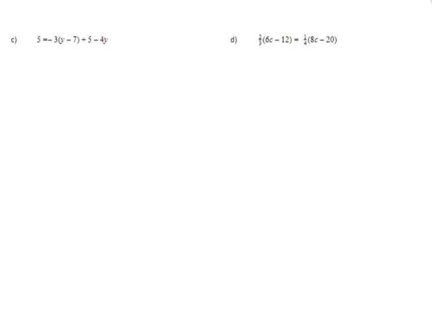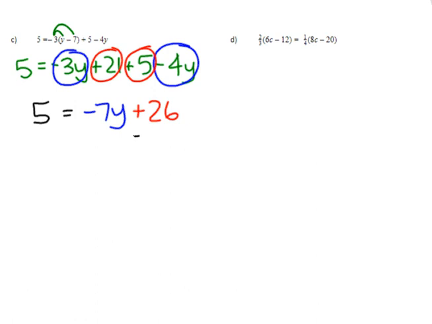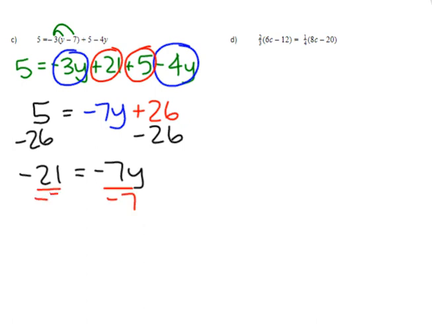Okay, a few more solving equations. Still distributing first. So 5 equals negative 3y plus 21 plus 5 minus 4y. Combine like terms. Negative 3y plus negative 4y is negative 7y. Positive 21 plus positive 5 is 26. And then we still have 5. Okay, two-step equation from here. Subtract 26 from each side. And divide by negative 7. So 3 is equal to y.